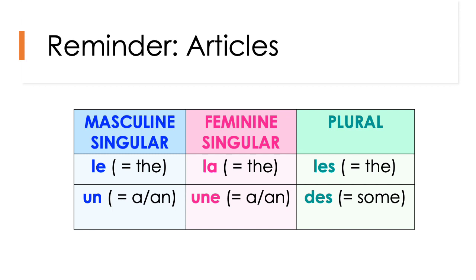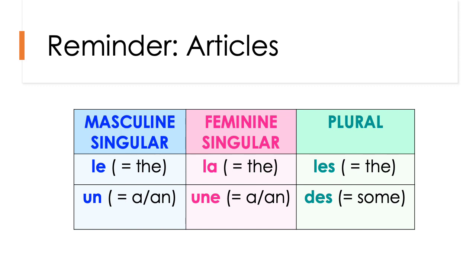Before we discuss colours, I'd like to do a quick recap about articles. Now, articles in English are words like the and a. We use them before a noun. In French, we know that we have three ways of saying the. We have le for a masculine singular noun, la for a feminine singular noun, and les for a noun which is plural. And if we want to say a or an, we say un for masculine singular, we say une for feminine singular, and if we need to say some in front of a plural noun, we're going to say des.